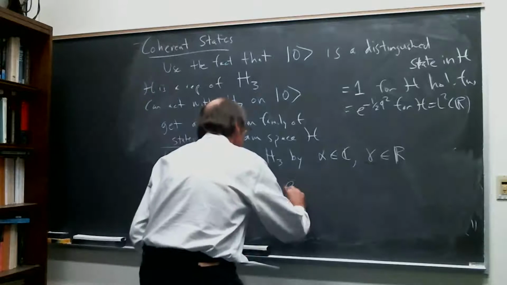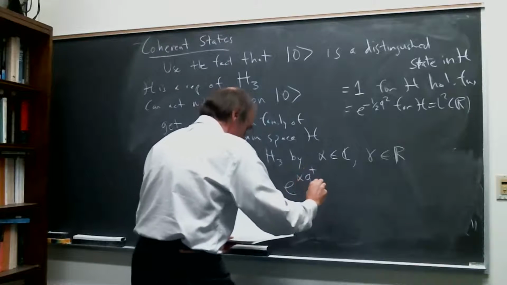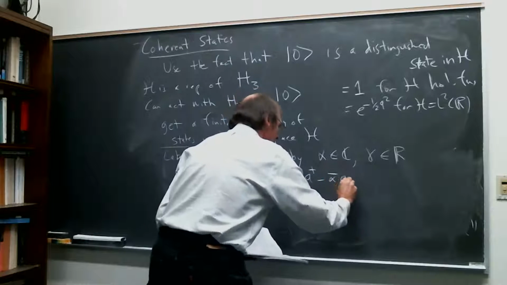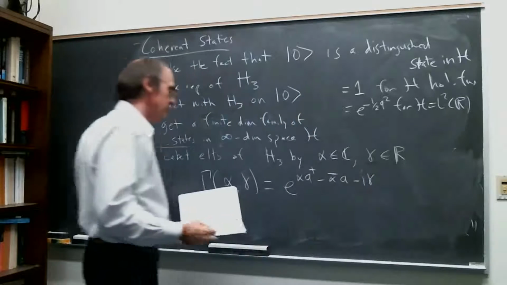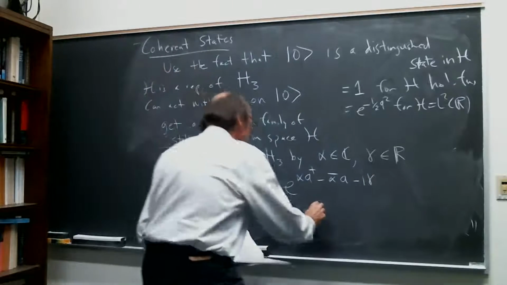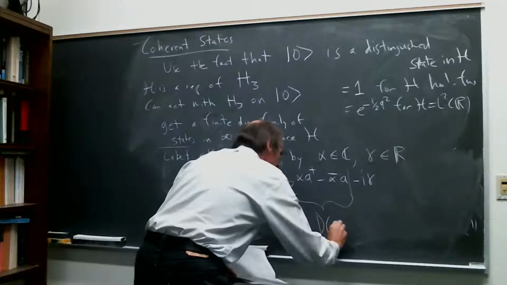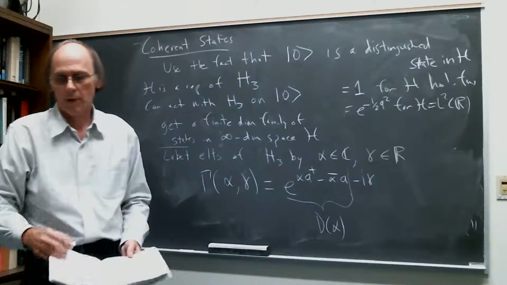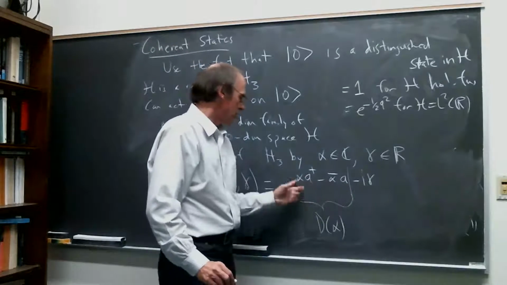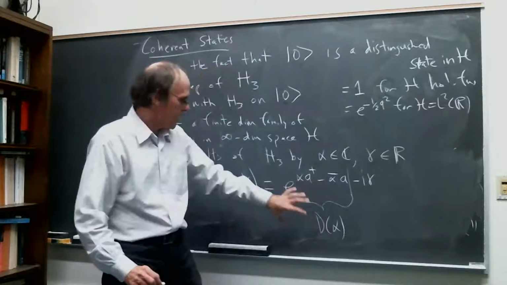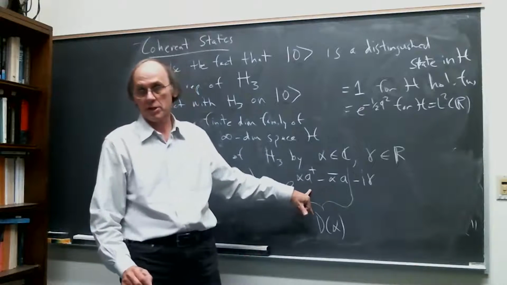It's e to the alpha a dagger minus alpha bar a, minus i times gamma. And this part of it I'll often call D of alpha. So you can exponentiate the action of these raising and lowering operators and get the true group representation of this element in terms of these unitary operators.